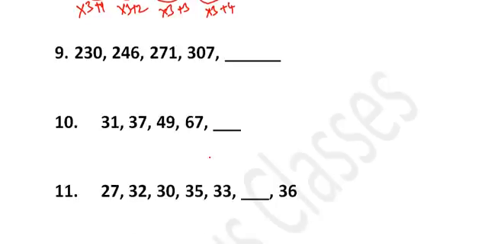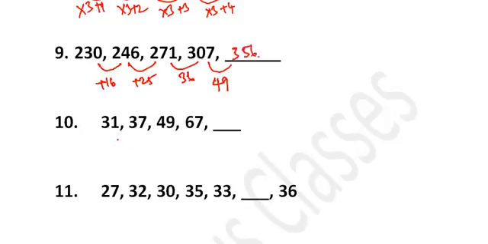Then go to the next problem, that is given as 230, 246, 271 and 307. So try to find the difference. Whatever the problem is given, try to find the difference once. This is 16, this is 25, and this is 36. Then what is the next difference? Obviously, this is 4 square, 5 square, 6 square, then next it will be 7 square. So 49 plus 307 is 356. So the answer is 356.